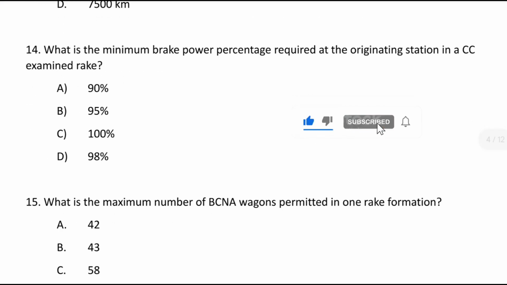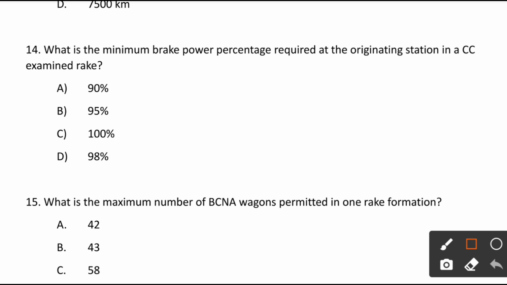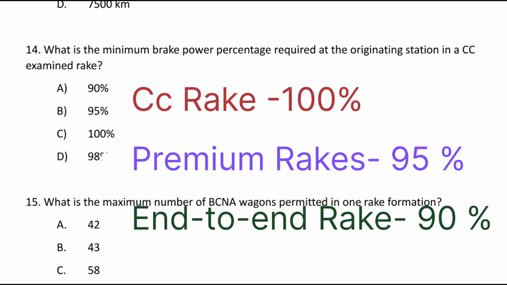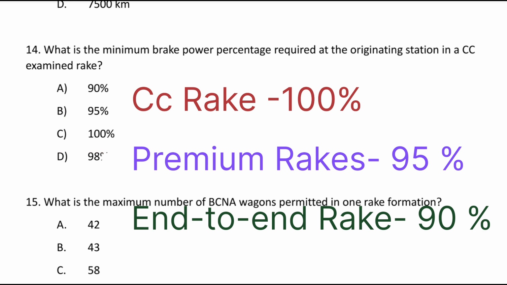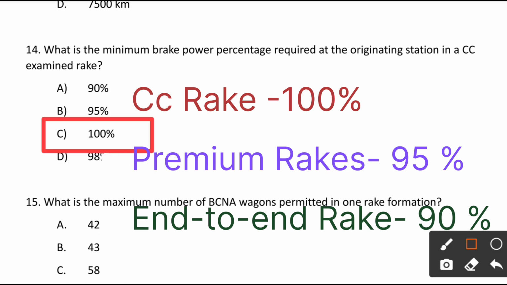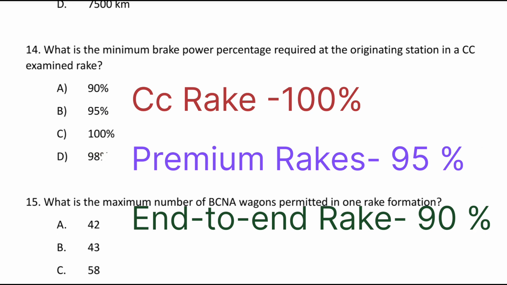14. What is the minimum brake power percentage required at the originating station in an ACC examined rake? A. 90%, B. 95%, C. 100%, D. 98%. In this question, the correct answer is C. 100%. The trains originating from the primary depot should have a brake cylinder operating percentage of 100% in case of ACC rake. For premium rakes, the minimum originating brake power percentage is 95% and for end-to-end rakes it is 90%.